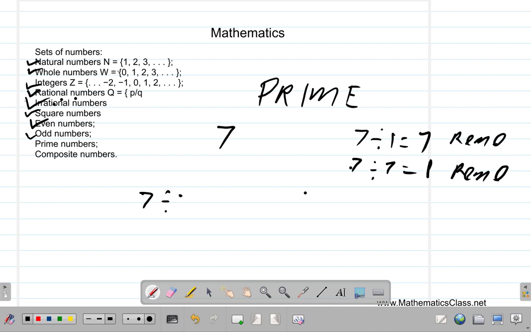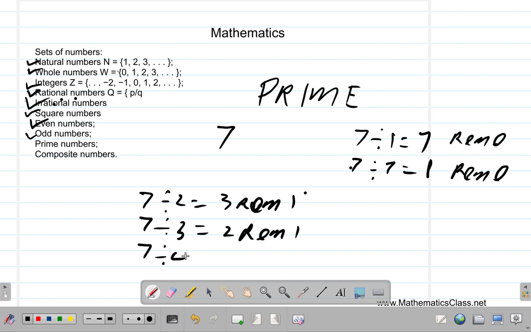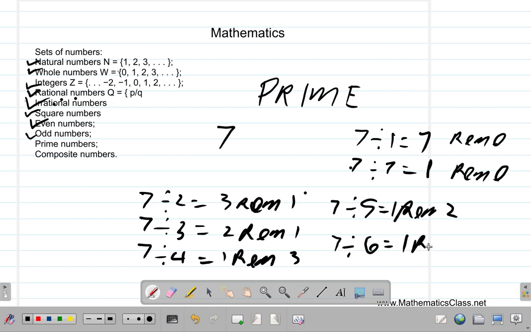Let's try. 7 divided by 2 gives you 3, remainder 1. Alright. 7 divided by 3 gives you 2, remainder 1. Good. 7 divided by 4 gives you 1, remainder 3. Okay. 7 divided by 5 gives you 1, remainder 2. 7 divided by 6 is 1, remainder 1.